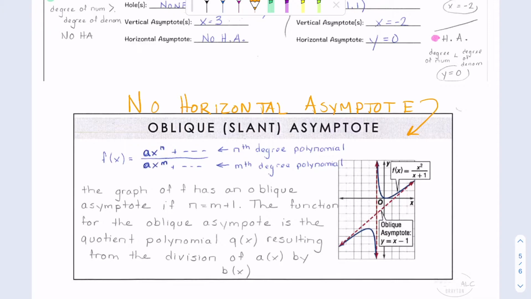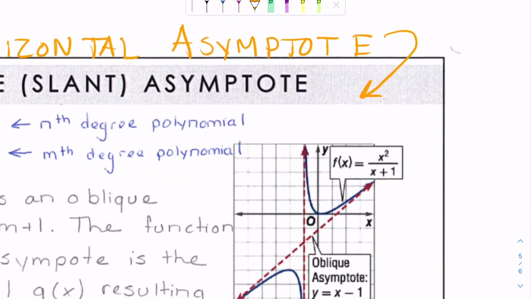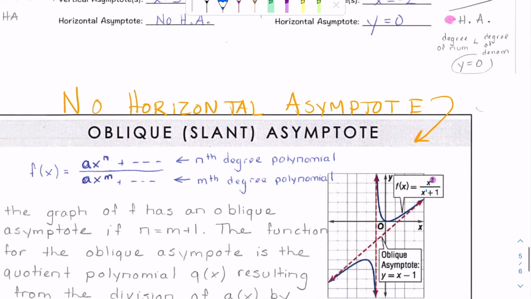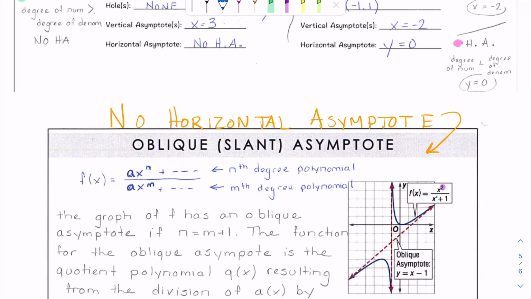So right here you see the formal definition of an oblique asymptote, but basically, if we zoom in on this graph, if the numerator has a degree that is one more than the denominator, so the degree of the numerator, again, is one more than the degree of the denominator, then you are going to have an oblique asymptote. Okay, you might want to pause this to copy this down. I'm going to scroll down to the next example.